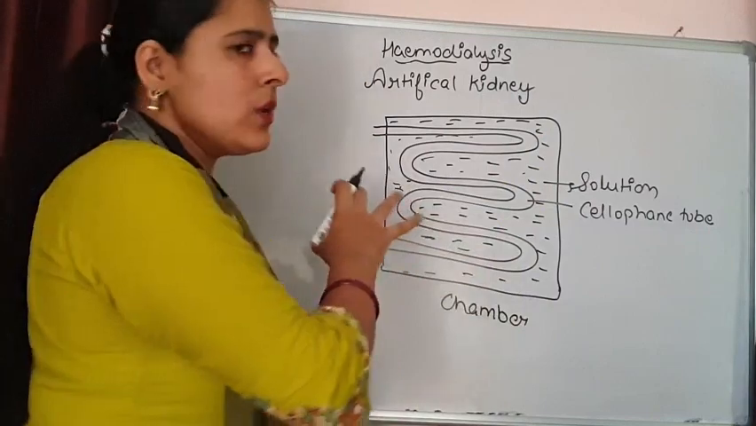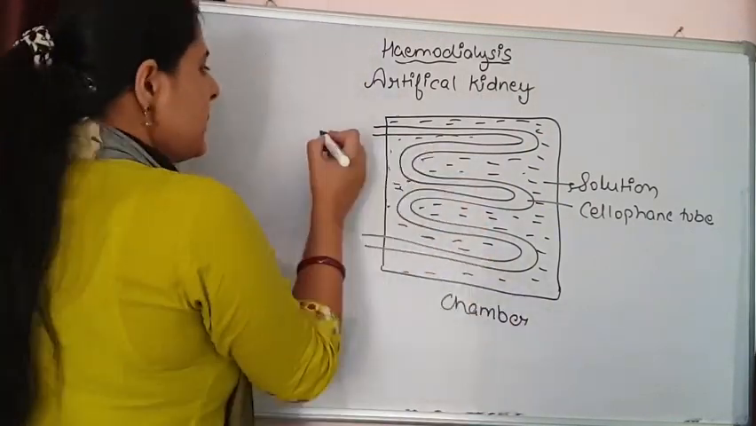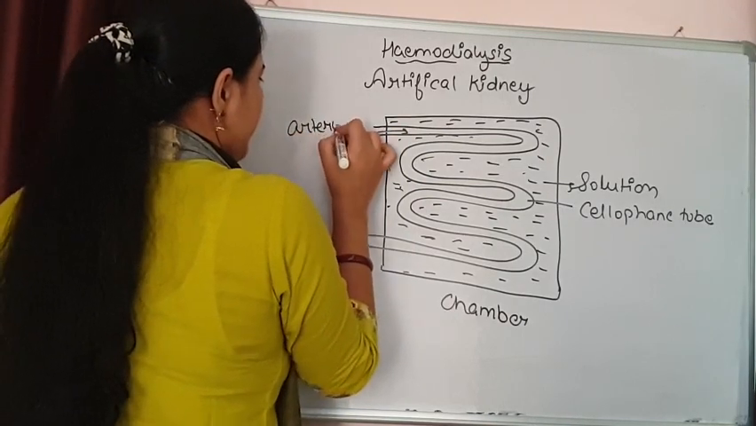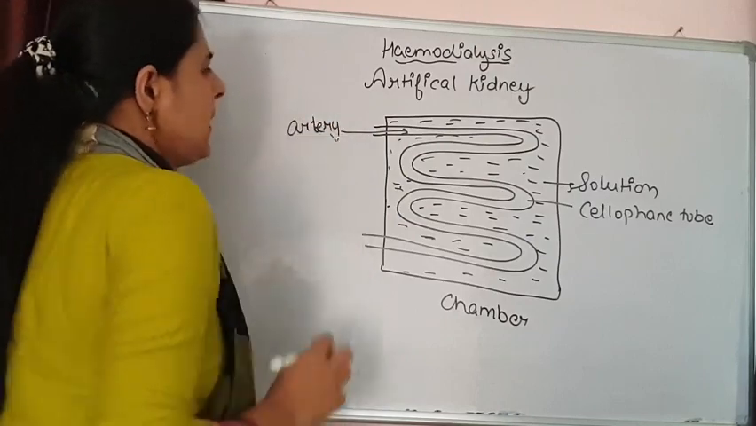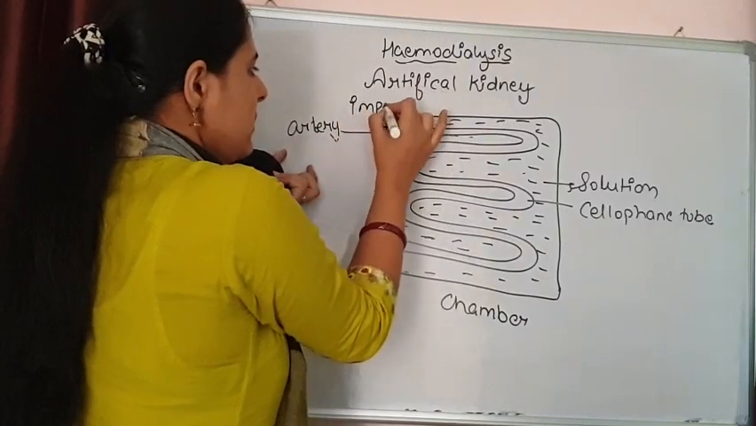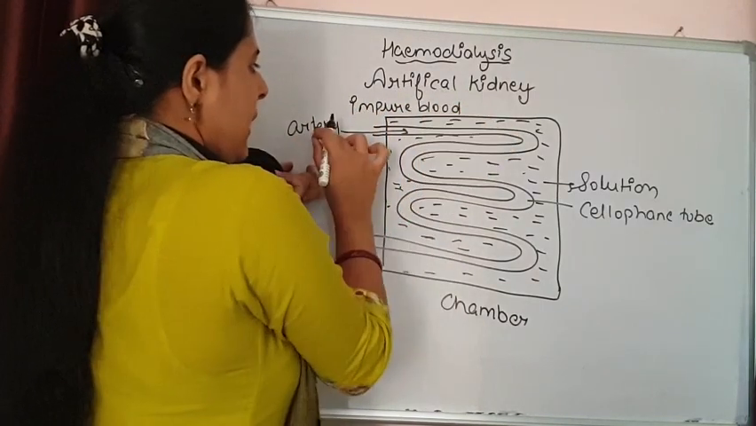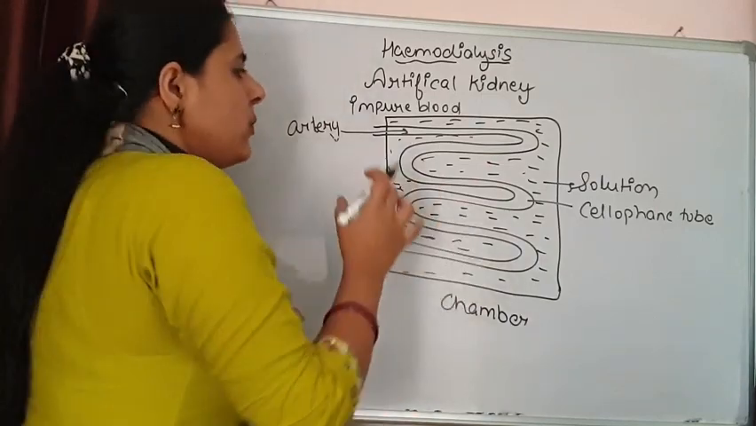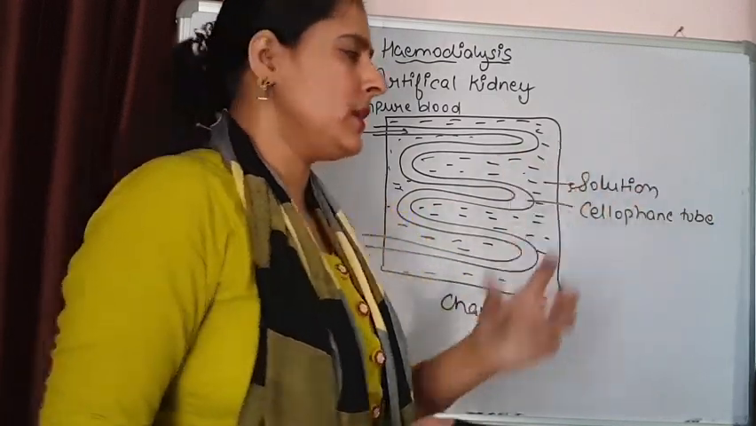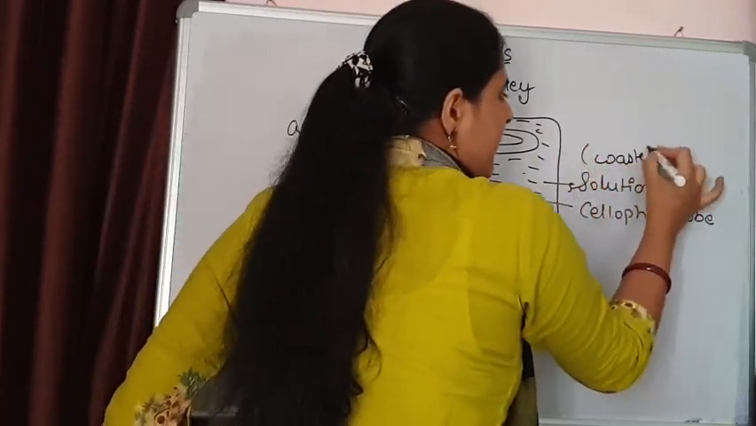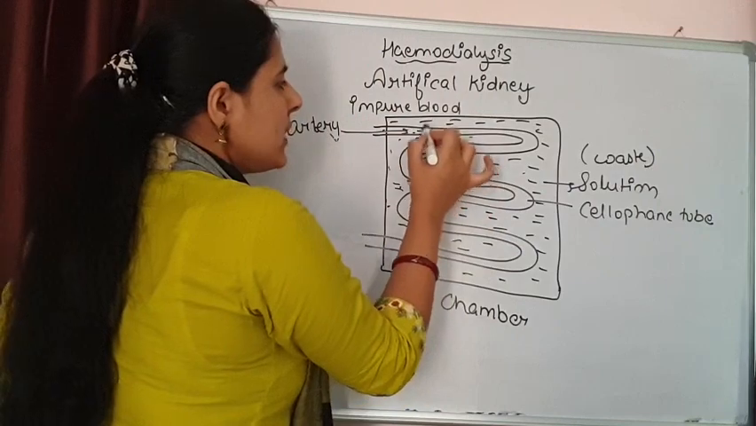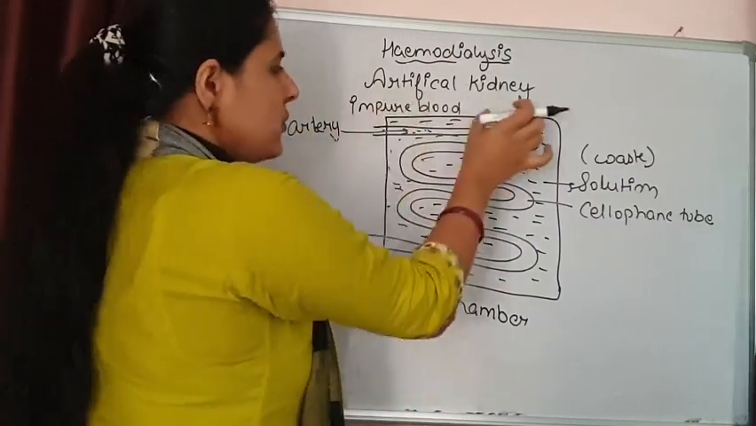Now, for the individual whose kidneys are not functioning, with the help of a needle in an artery, impure blood is going to flow through this cellophane tube. The solution has the same osmotic concentration as that of blood, but it does not contain waste. Waste is not present inside this solution. Waste is present in the blood of the individual, because we are introducing impure blood.